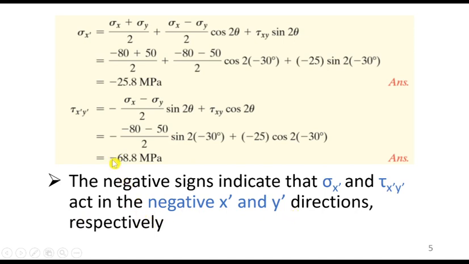As we have practiced in engineering statics, a negative sign means it is along the negative axis. So if we have taken the x prime axis here as positive, it is toward the body, meaning compressive stress will act in this case, and the shear will be negative at the right face.